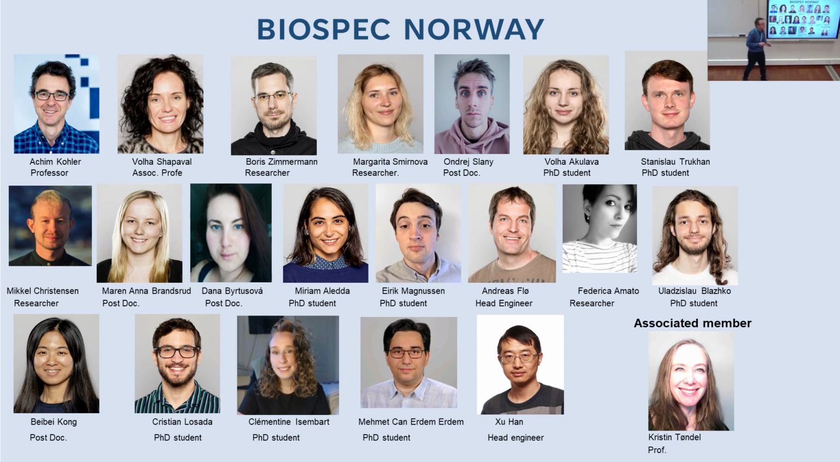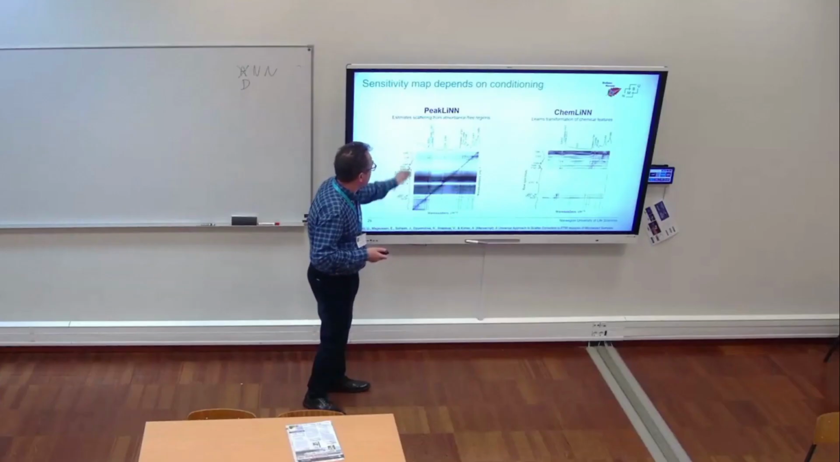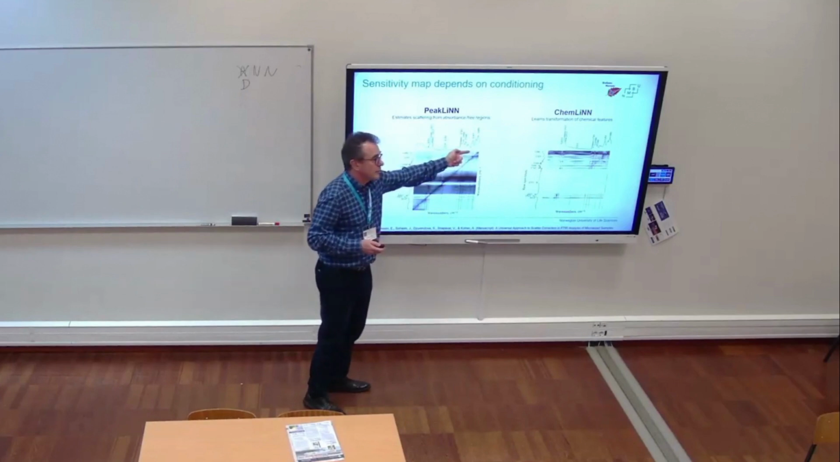I will start with a question. Could you go back like three slides? Here, what are we seeing? Is it the weights per layer? Yes, it tells you which regions of the spectrum the neural network uses for reconstructing the pure absorbance spectrum.